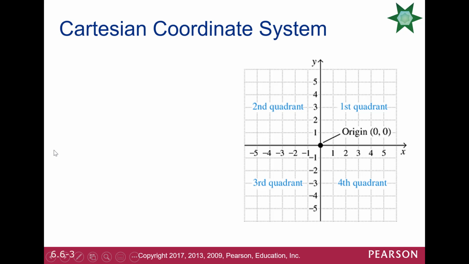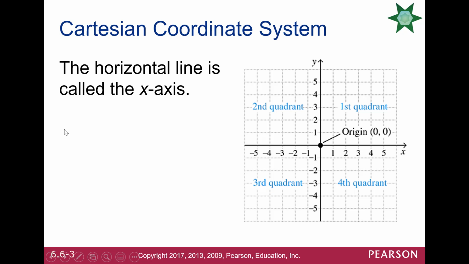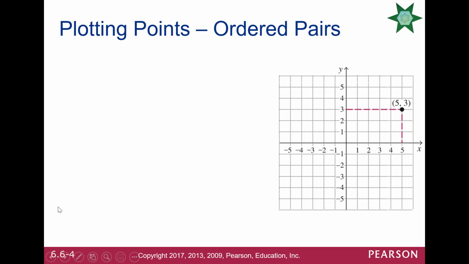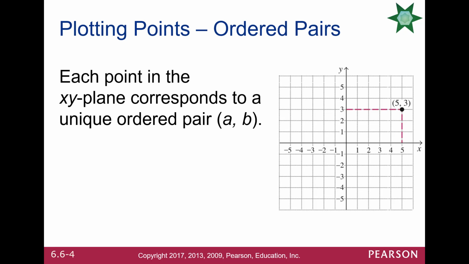When we are graphing like this, we are using what is called the Cartesian coordinate system. The quadrants are named in counterclockwise order, 1, 2, 3, 4. The center we call the origin. If you go to the right, it's positive. If you go to the left, it's negative. The first value is for x. Then you go up or down for y, depending upon whether they're positive or negative. The horizontal line is called the x-axis, and the vertical is called the y-axis. They cross at the origin.